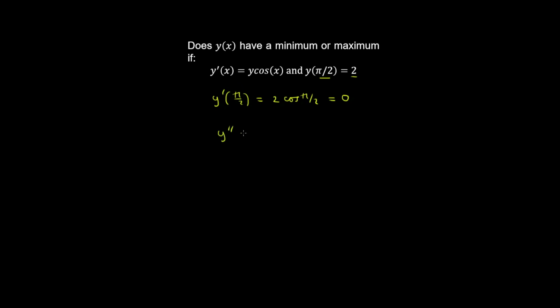Now if we take the second derivative, that's equal to y times minus sine x plus dy/dx times cosine x by the product rule. At pi on 2, dy/dx, as we've seen, is 0, so this term is 0. The first term is y of pi on 2, which is 2, multiplied by minus sine of pi on 2, which is minus 1, so that gives minus 2. Because the second derivative is negative, the curve is concave down at this point, so the critical point is a maximum.